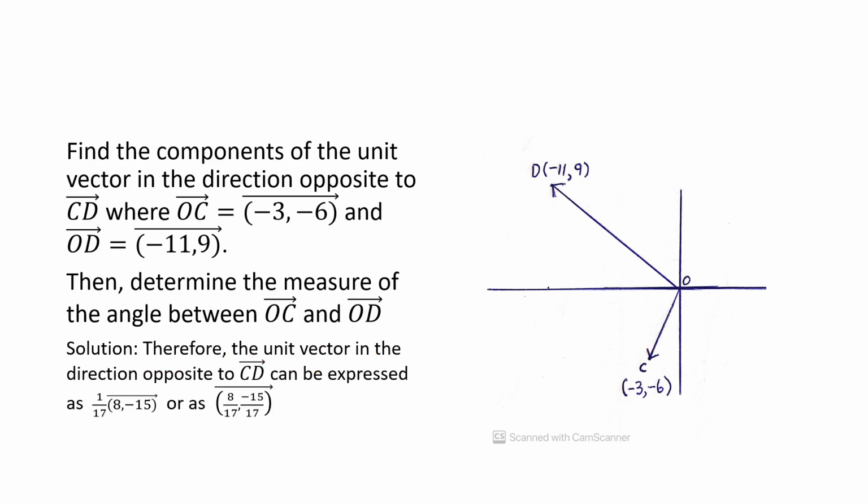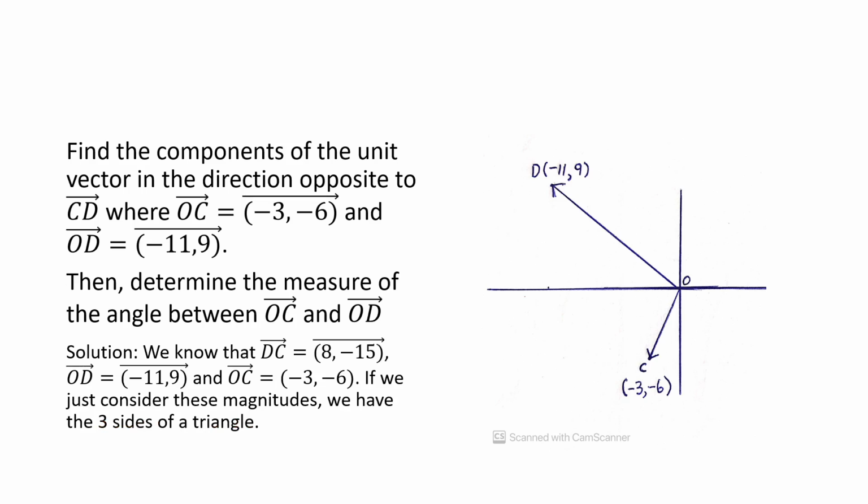So we can say the unit vector in the direction opposite to CD, which is the same as DC, can be expressed as 1 over 17 times the vector DC, or if you prefer, you can call it 8/17, comma, -15/17.